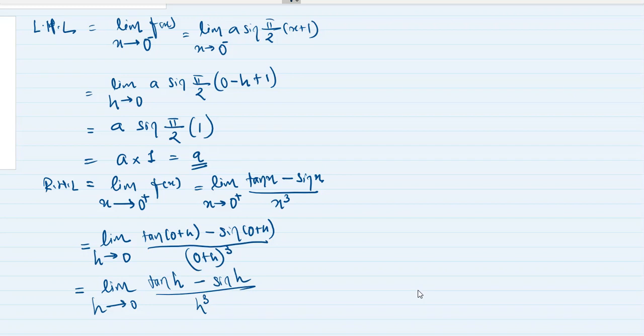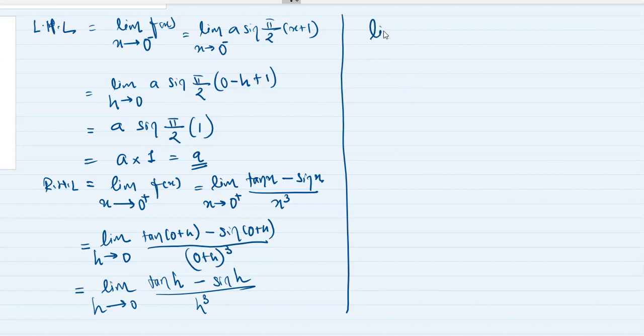Now, because we have studied how to evaluate trigonometric functions, we have studied this in class 11th, you should be able to simplify this thing which is here right now. Okay, let's try to simplify this. Tan h minus sin h upon h cube. Let me make a division here.